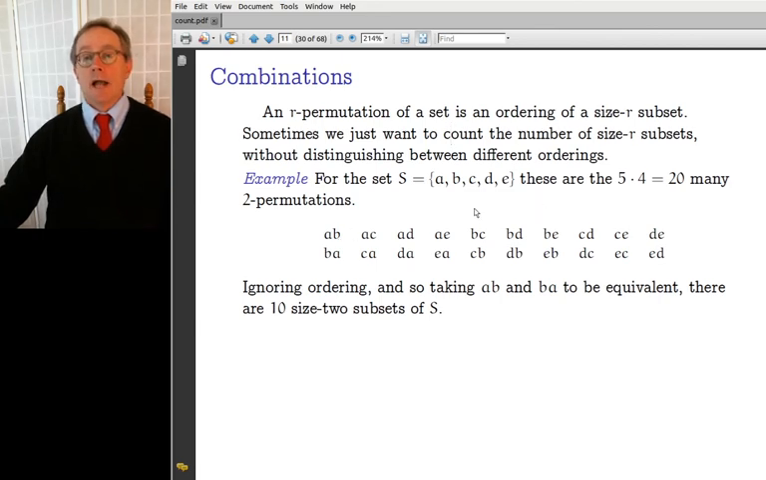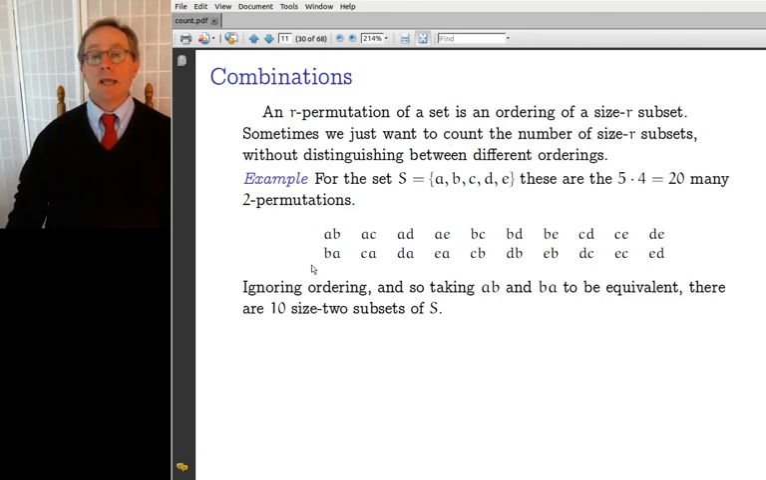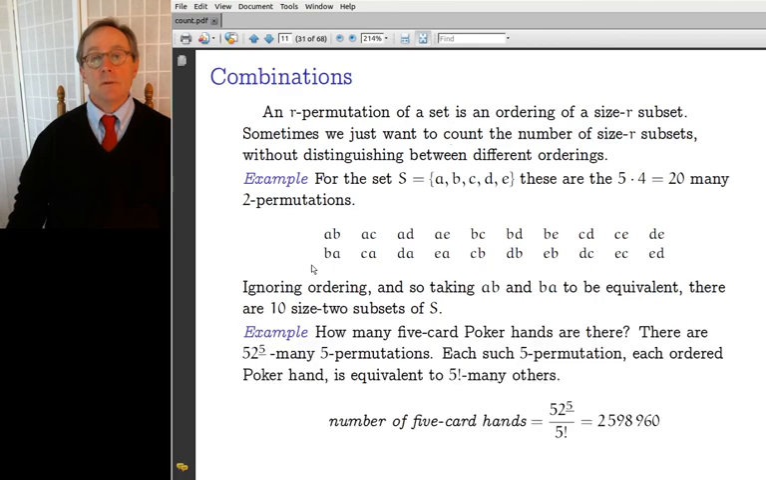And I don't actually care about the ordering, AB or BA. I don't care. So I'm going to group them together in one group and say that's the one that contains this subset. AC and CA, that's the one that contains this subset. BD and DB, that's the one that contains this. How many total subsets do I get? Of course, I get 20 in total divided by 2 because there's 2 in each subset, and so I get a total of 10. So ignoring the ordering and taking AB and BA to be equivalent, there are 10 size 2 subsets of S.